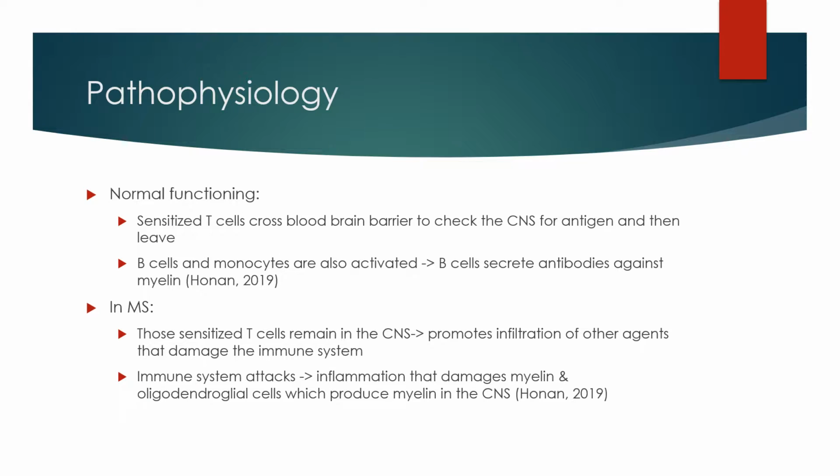In a normal functioning brain, sensitized T cells are able to cross the blood-brain barrier to check the CNS for antigens. During this time, B cells and monocytes are also activated, and B cells secrete antibodies against myelin. The T cells then leave the brain. However, in a person affected by MS, the sensitized T cells remain in the CNS and promote the infiltration of other agents, which cause damage to the immune system. The immune system reacts by attacking, which results in inflammation that damages myelin as well as the oligodendroglial cells, which actually produce myelin in the CNS. The myelin, whose function is to insulate the axon and increase the speed of impulse conduction along the axon, is now damaged.